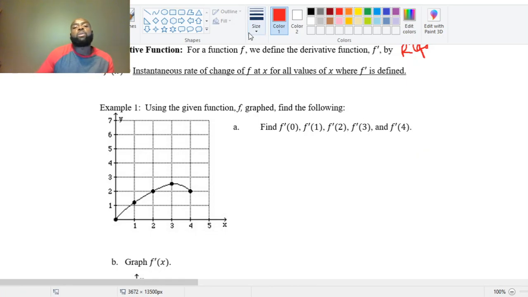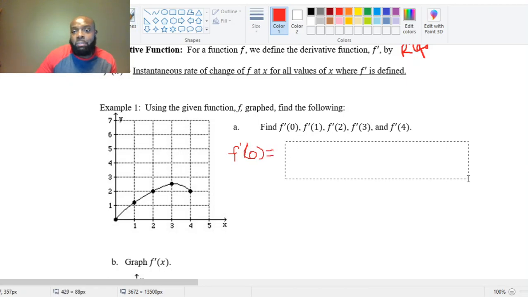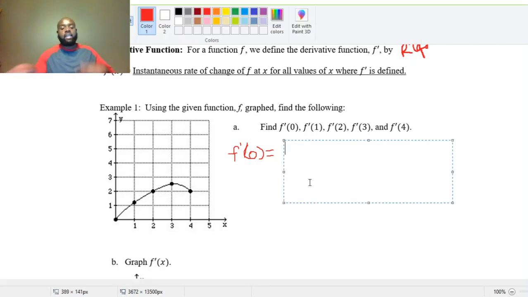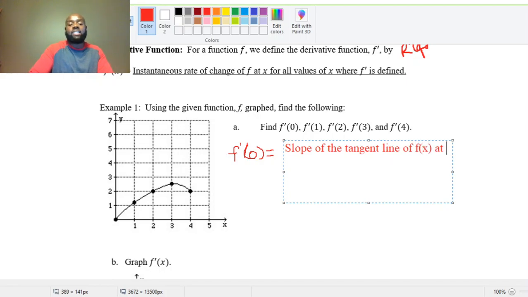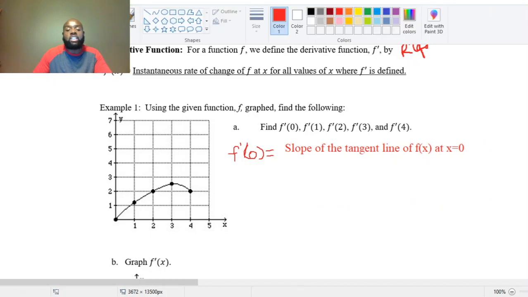So f prime of 0. We're going to write down some stuff here. You don't necessarily have to always write this stuff down, but f prime of 0 basically equals, I'm going to write this out in words, I'm going to type this on a computer, the slope of the tangent line of f of x at x equals 0. That is what your derivative function is. It's the slope of your tangent line to your function at x equals 0.